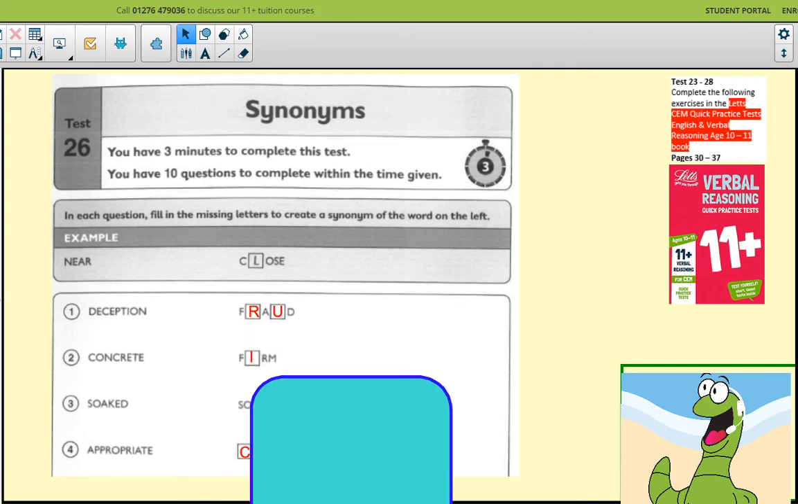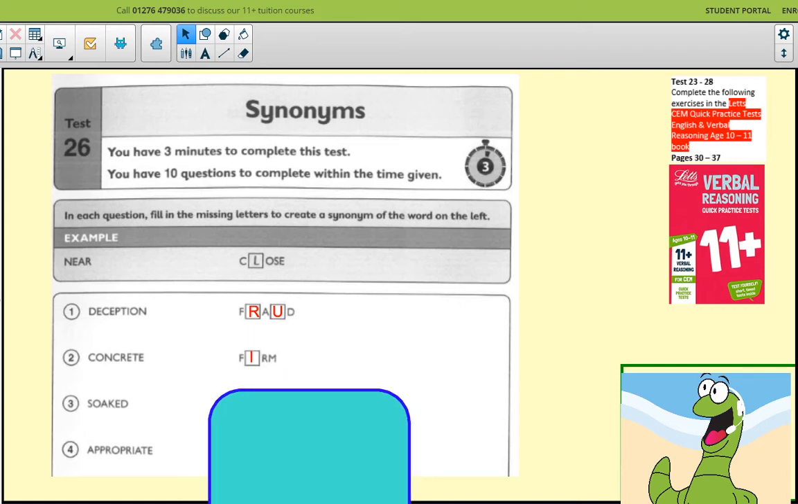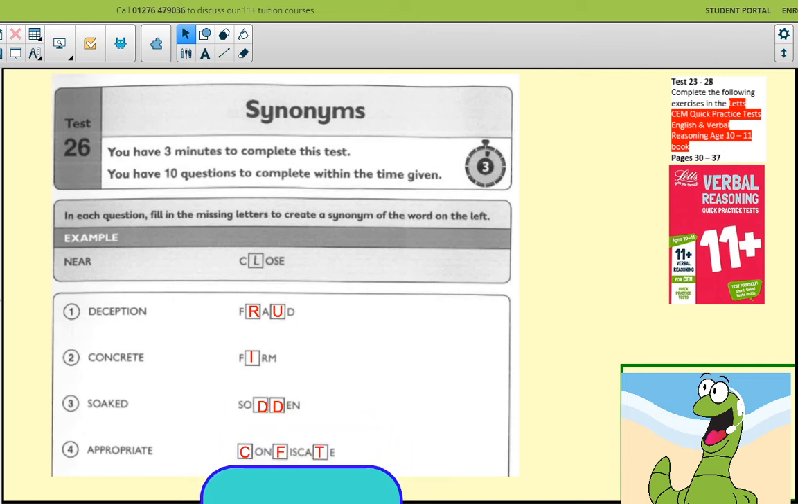Concrete, firm, solid. Soaked, sodden, and appropriate, or actually in this case appropriate, means to confiscate. So this is a word that we call a dual meaning word. Appropriate behaviour means it's correct, it's something that you should be doing. Appropriate clothing for a particular environment, like a wedding, you might wear a suit. But to appropriate means you take, and it's the same as confiscate.